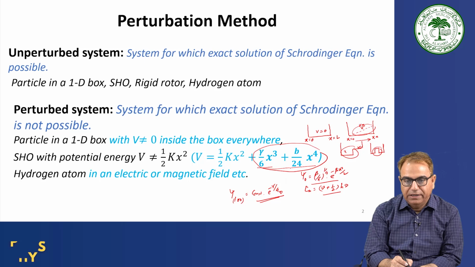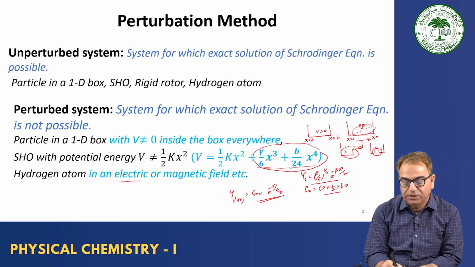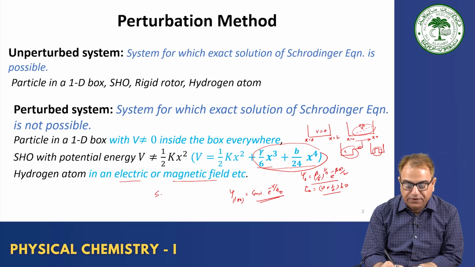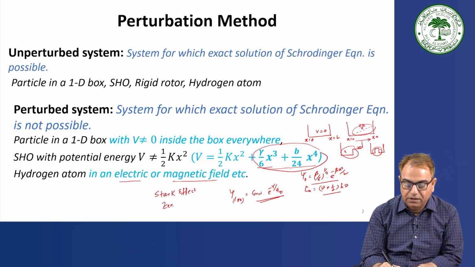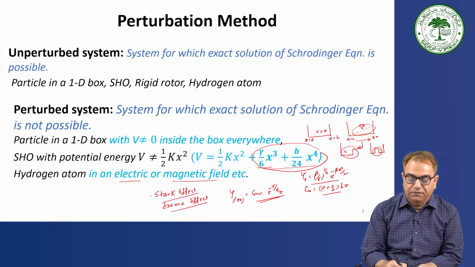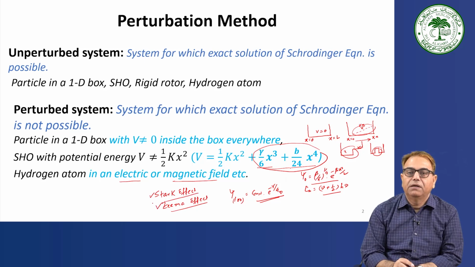And one of the earliest lessons which you have learned in your +2 standard, in any physics book or even chemistry book in the BSc, are these two effects, the Stark effect and Zeeman effect. What do you say? You say that when you place the hydrogen atom in an electric field for the Stark effect or magnetic field for the Zeeman effect, then there is a splitting of hydrogen atom spectral lines.